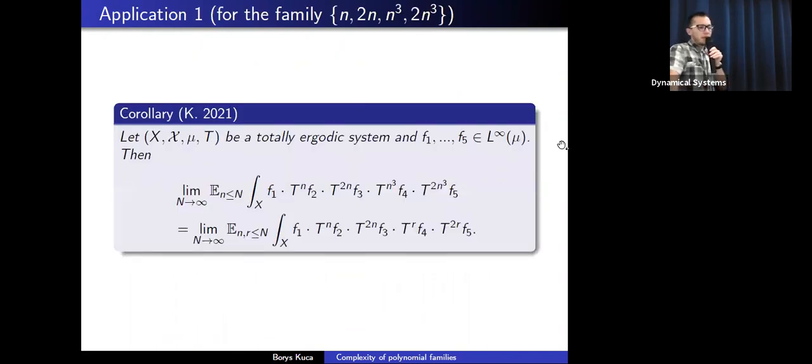And at the end, I would like very briefly to discuss two applications of this result. And I'll discuss them for the family n, 2n, n cubed, 2n cubed. So here we have the following result.